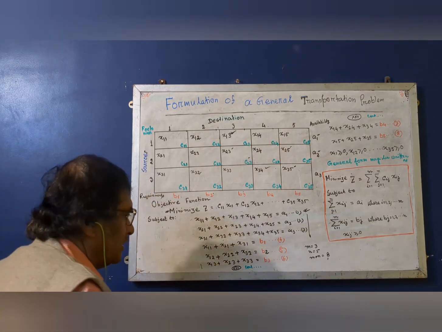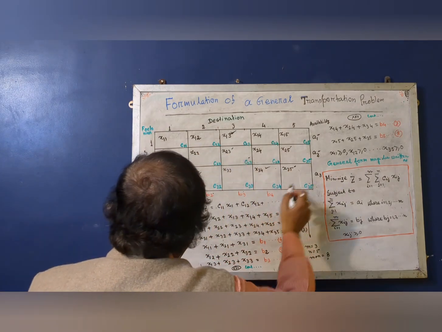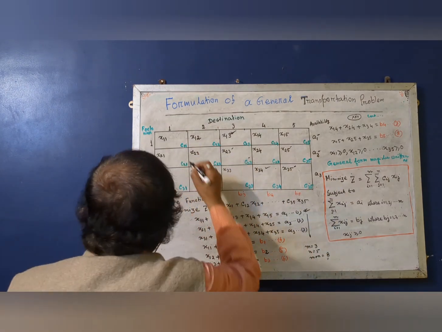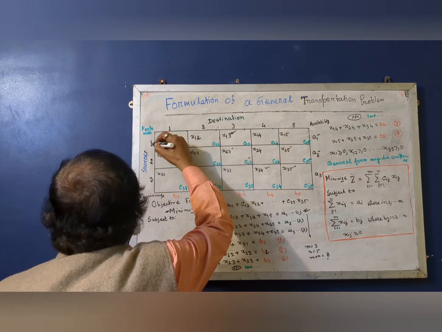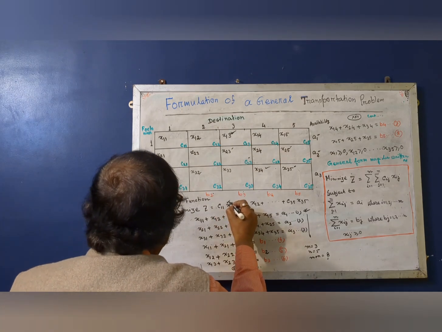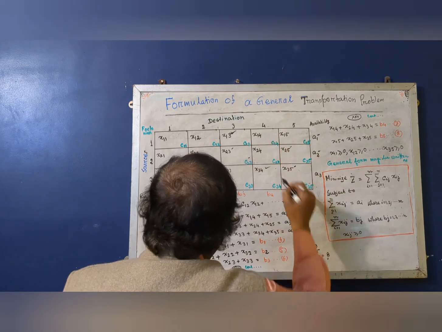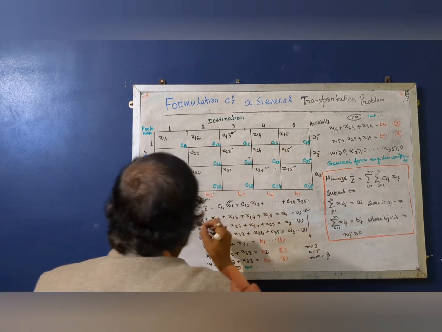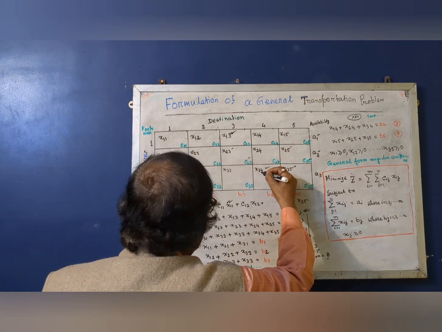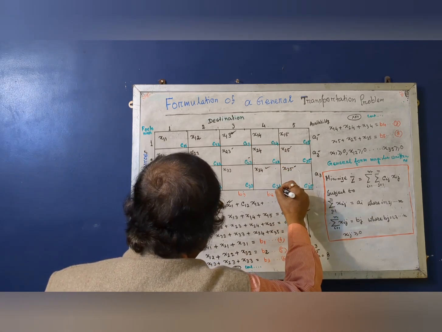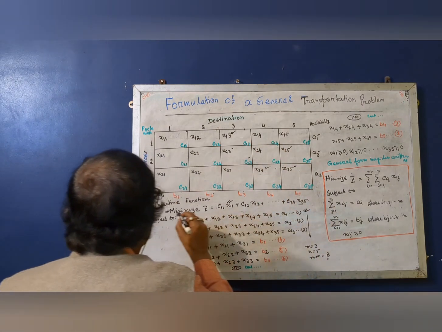It is a case of minimization, because transportation is a minimization problem: we have to minimize the total transportation cost. What will be the total transportation cost? C11 is the per unit transportation cost, and X11 is the quantity shifted from source 1 to destination 1. That is the transportation cost for this cell. If you add this for all the cells, we get this expression. So this is the total transportation cost. For example, X34 into C34, because C34 is the per unit cost and X34 is the quantity shifted. This total transportation cost is to be minimized.